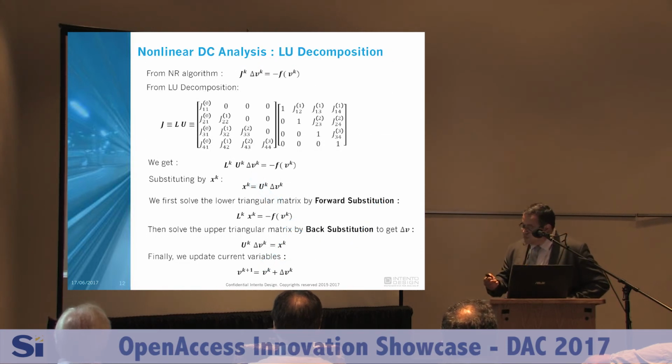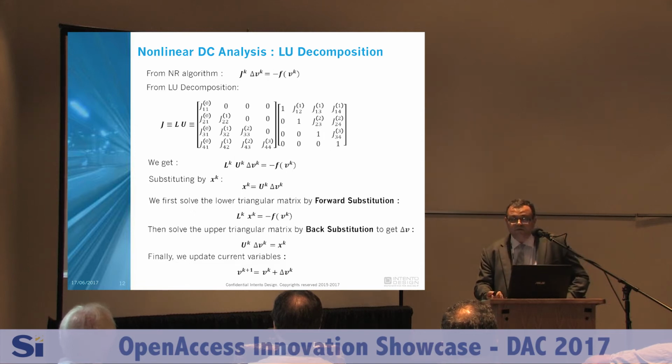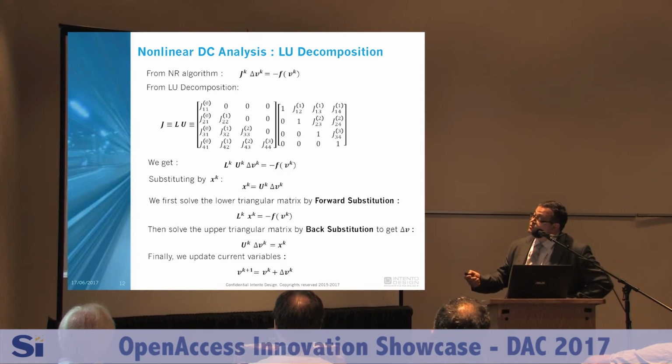So to illustrate the complexity of today's solution and to see why designers cannot go fast, a big part of the reason is because the tools that you are using, like the simulators, SPICE simulators, don't allow them to go fast. So what we did is that we took the Newton-Raphson equation. We just split the Jacobian into L and U decomposition. And then we did a substitution of X by U delta V. So we have these two equations. We solve first for X using forward substitution. And then we take X here, we solve for delta V using backward substitution.